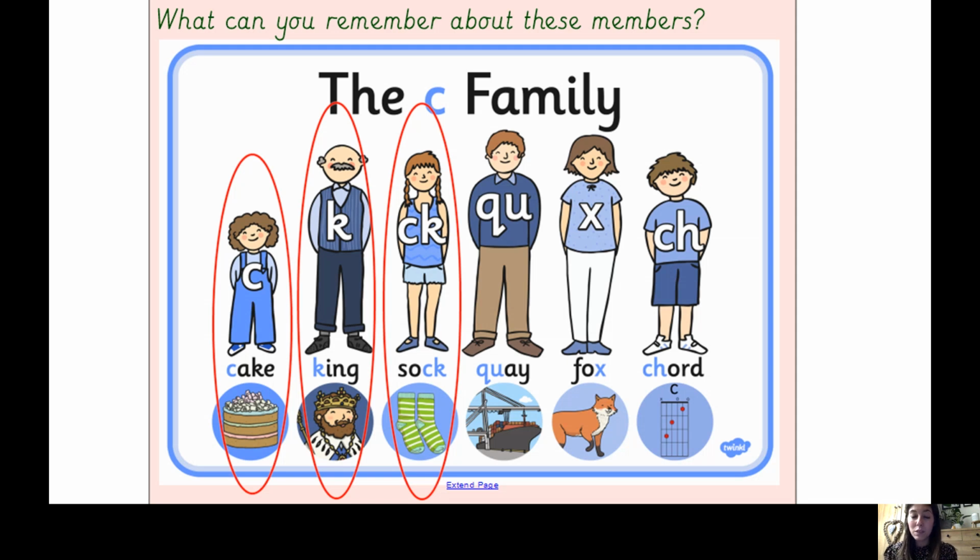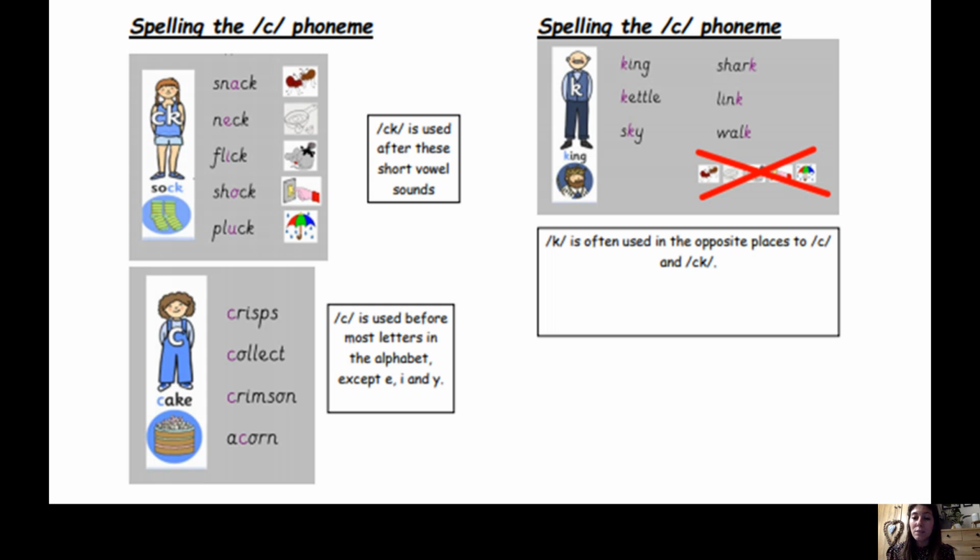So hopefully you had some time to discuss them. We've got Toddler C. We have Grandpa K, and we have Big Sister CK. All of those family members make what sound? That's right, the k sound. But we use them at different times. Perhaps you remembered some of the rules, but I've got this sheet on the screen again for you just to have a quick reminder.